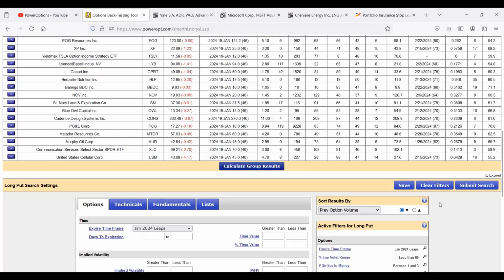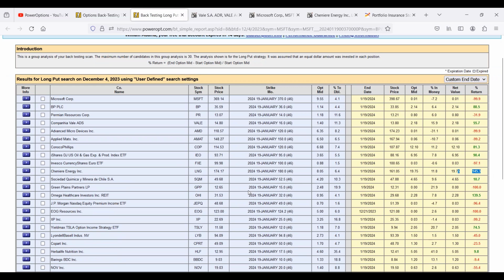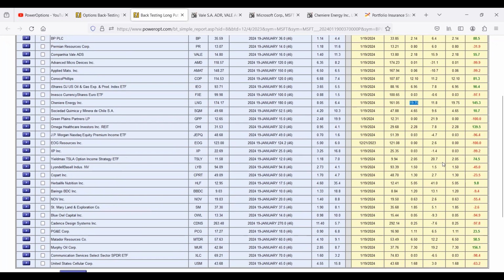Don't get me wrong. My apologies. We had some big winners there. 145% with Cheniere. That's the chart we looked at, isn't it? We saw that it was there. But LNG went from 174.17 down to 161.05. Option price of 8.05 on December 4th to 19.75 at the end. And actually, the return was probably higher than that.